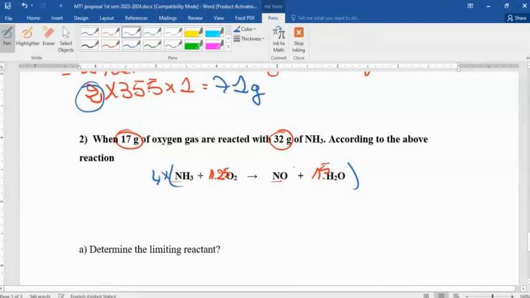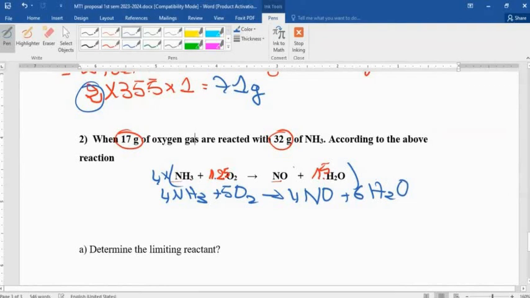4 multiplied by 1.25 will give me 5, and 4 multiplied by 1.5 will give me 6. So this is my balanced chemical equation: 4NH3 plus 5O2 will produce 4NO plus 6H2O. Now I have balanced my chemical equation.